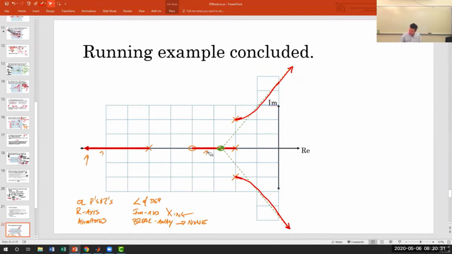So again, what have we shown here? The red branches, the big, thick, red splotches of ink, are the possible closed loop pole locations.